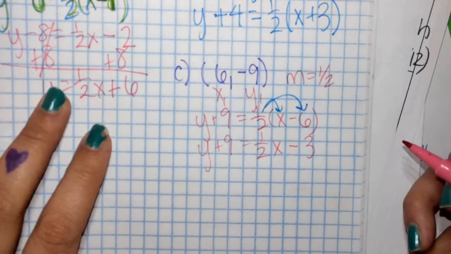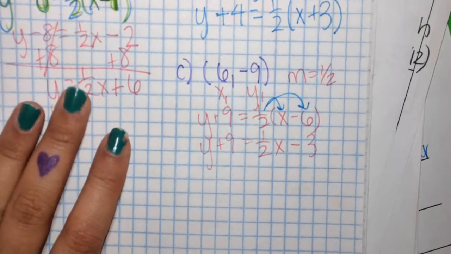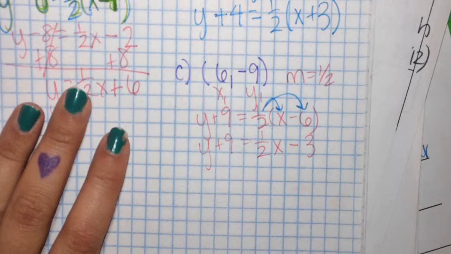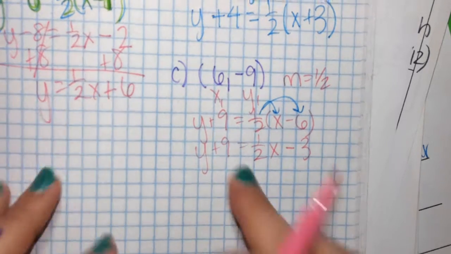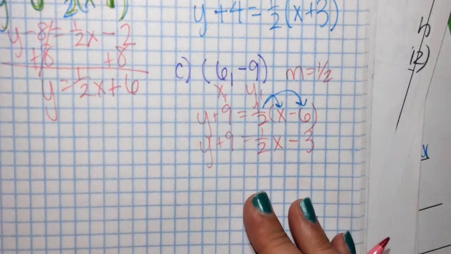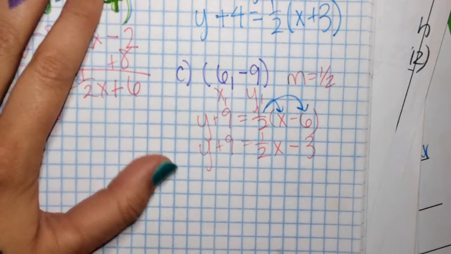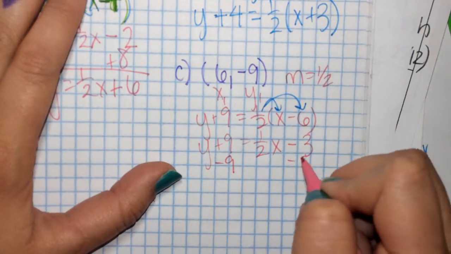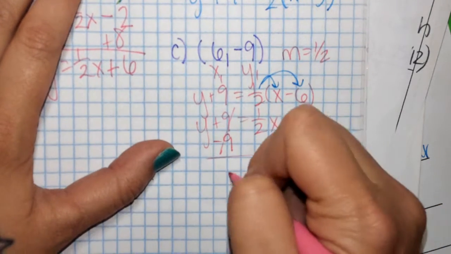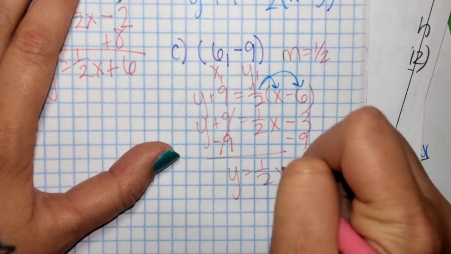Yes. Unless I say put in slope-intercept form, leave it. And you don't have to do this part. We're just practicing. All right, now how would I move this 9? Subtract 9. And you would get 1/2 x minus 12.